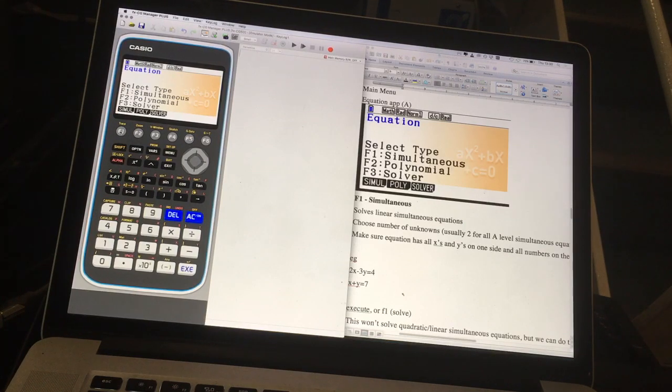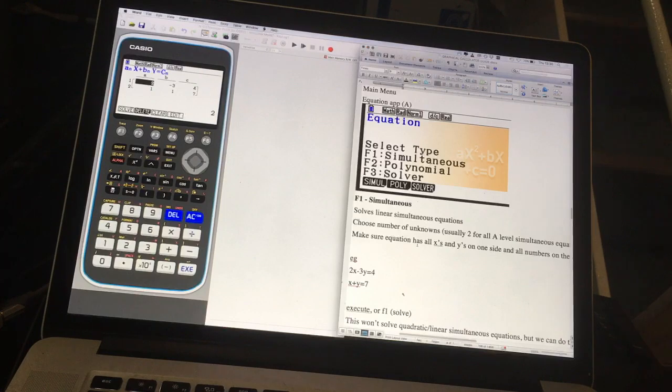Sorry, simultaneous equations first. It will only solve linear simultaneous equations. So only the kind of things you see in mechanics or when you're trying to solve where two lines meet each other. So normally we're going to have two unknowns, x and y. All you've got to be careful of is that all your x's and y's are on one side and all your numbers are on the other side. And you type in some values, hit equals, and it will tell you the set of solutions that solve both.